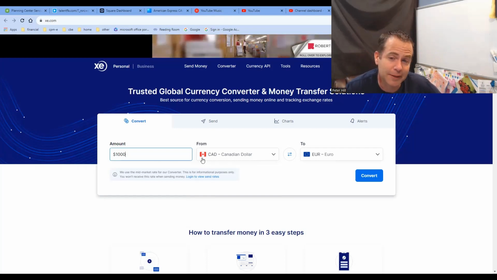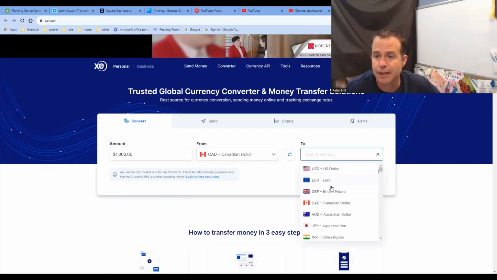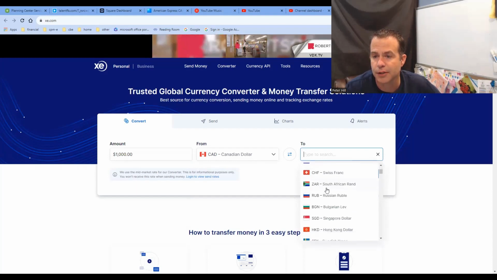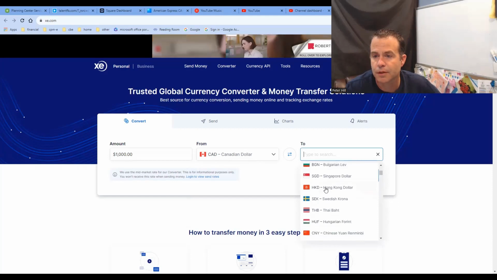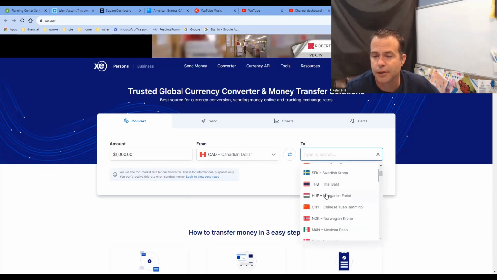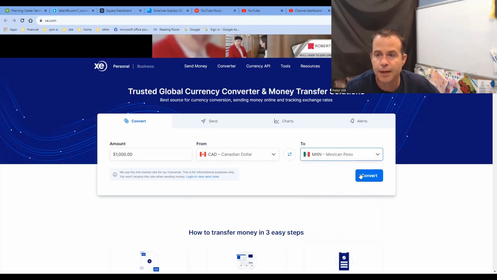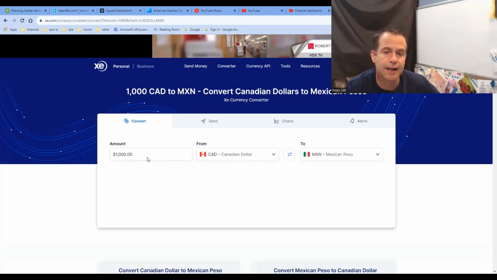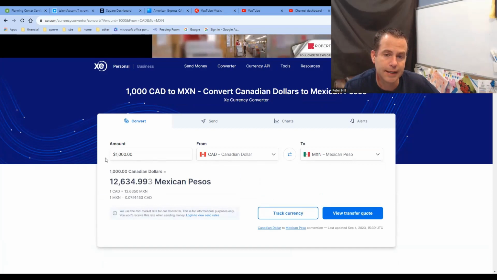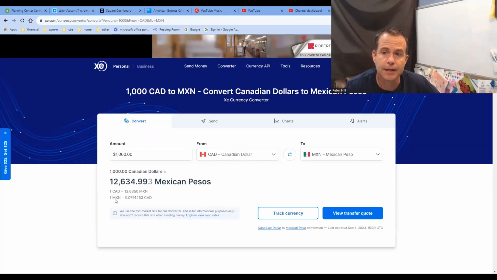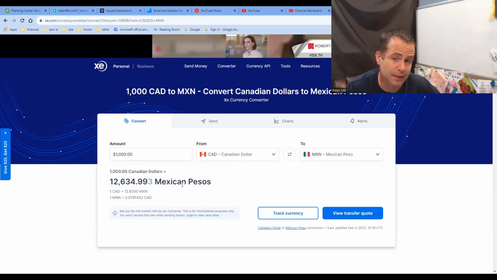Okay, so let's say we have 1,000 Canadian dollars and I want to convert that to Mexican pesos. So we look for Mexican pesos. I'm just scooting down here. Oh, we got Thai bahts there. There's the Mexican peso. Okay, you see that right there? So I'm going to click on that and I'm going to say convert. So if I had 1,000 Canadian dollars, I would have 12,600 Mexican pesos.